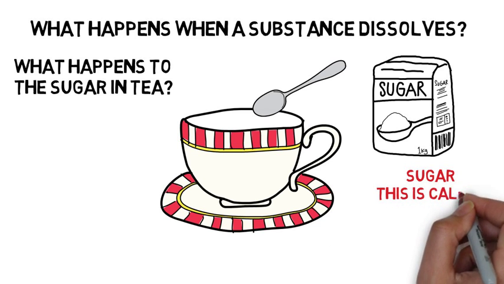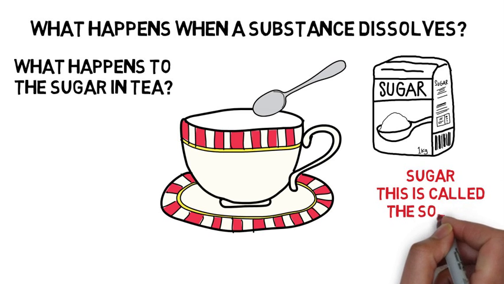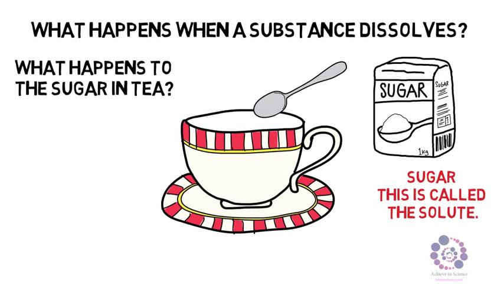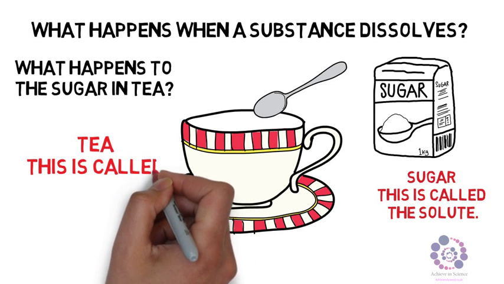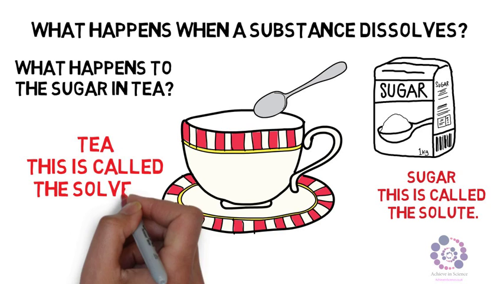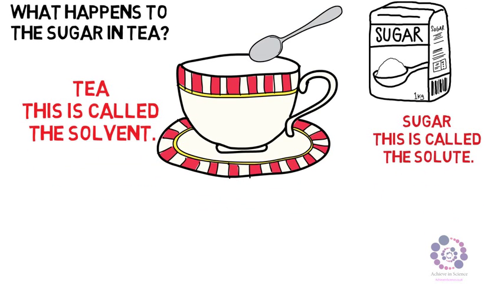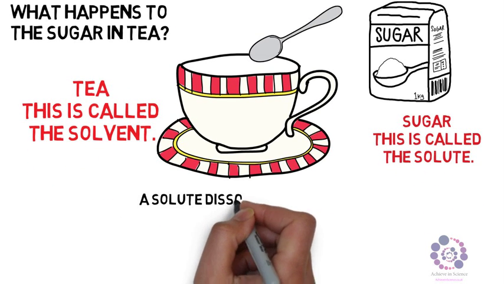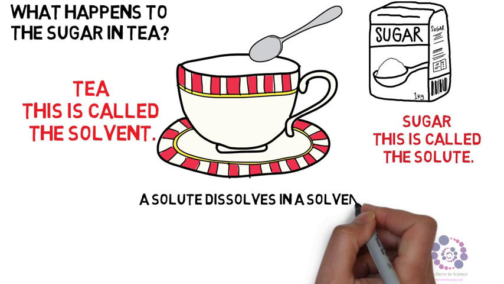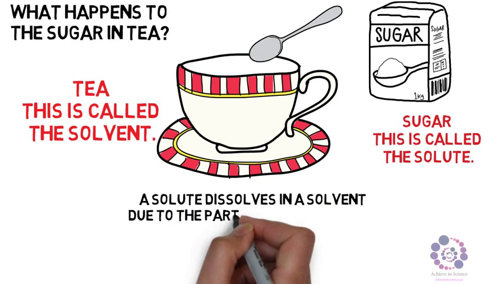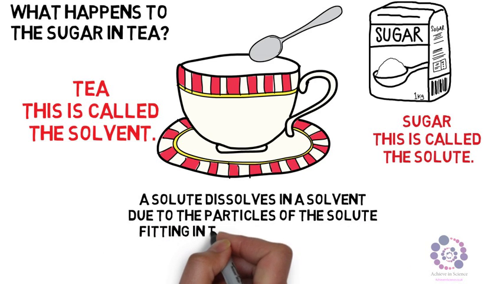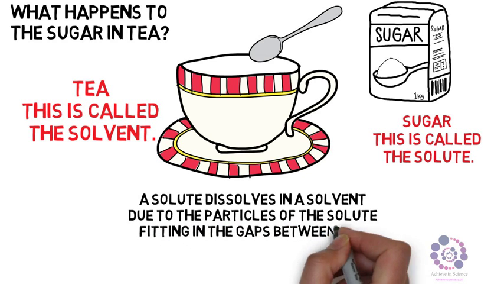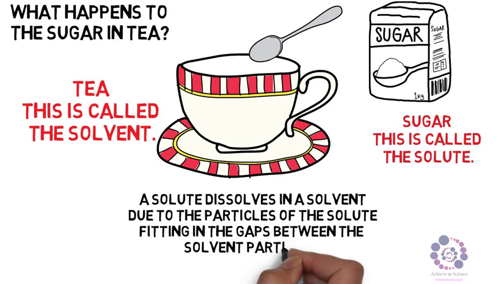In this case, sugar is referred to scientifically as the solute, the solid that is dissolving. The tea is called a solvent. The solute will then dissolve in the solvent due to the particles of the solute fitting in between the gaps of the solvent particles. We can see this more clearly if we actually use a particle model.